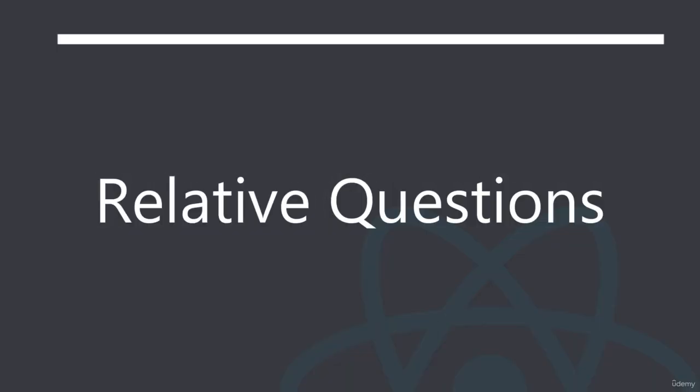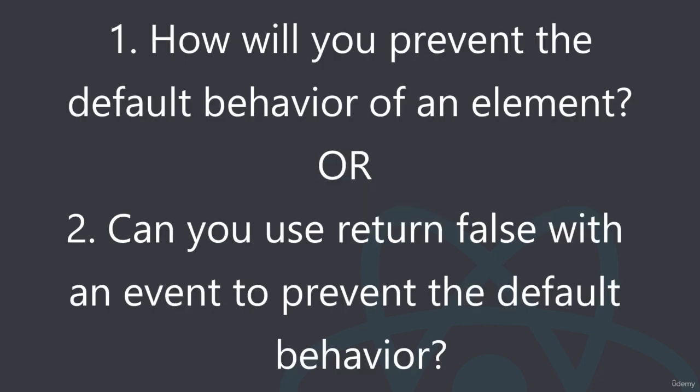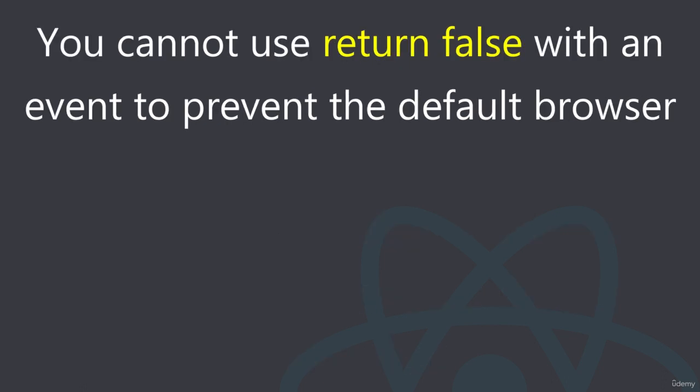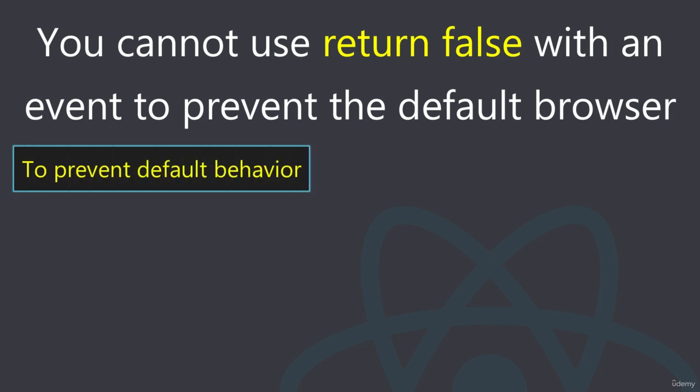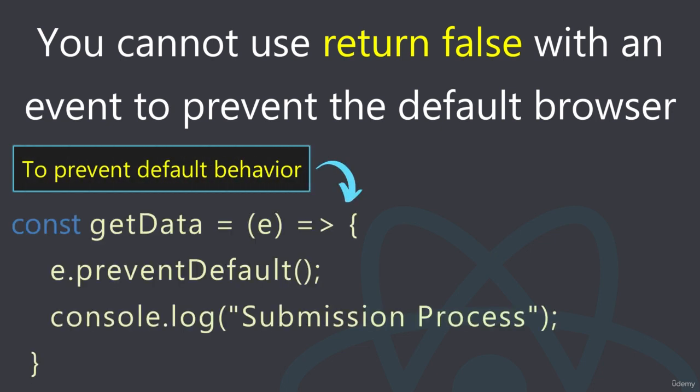Now let's talk about relative questions. The question is, how will you prevent the default behavior of an element? Or the same thing can be asked that, can you use return false with an event to prevent the default behavior? Certainly we cannot use that. And how will you prevent the default behavior? You use the preventDefault explicitly.